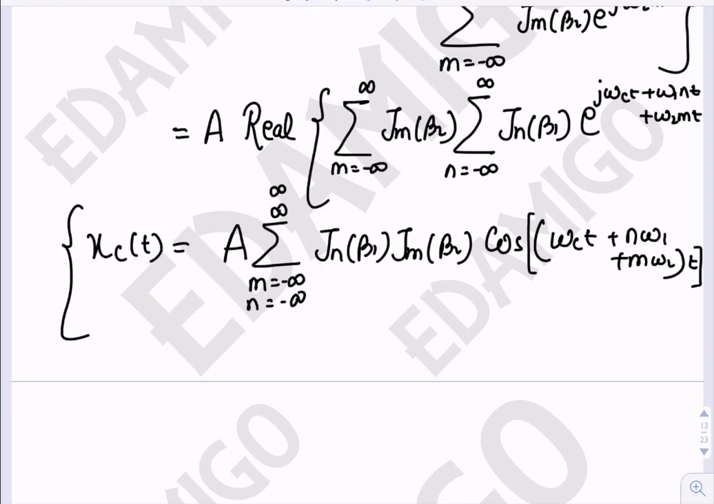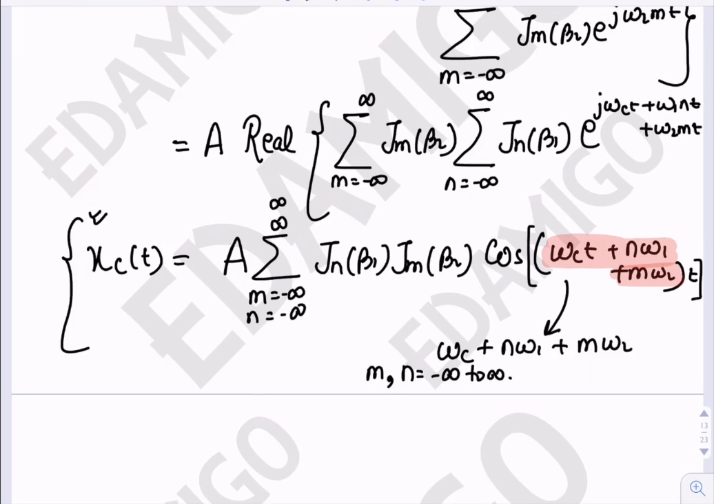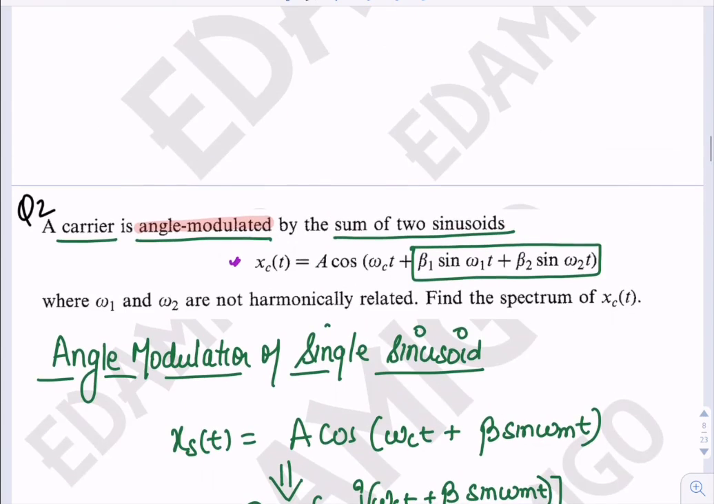So we can see that the frequency modulated signal has terms at frequencies omega_c + n omega_1 + m omega_2, where n and m both go from minus infinity to infinity. Okay, so like this we can easily get the spectrum of the frequency modulated signal, for single tone and double tone, as we have seen in the explanation and the solution. This kind of question GATE has not asked till now, but you can expect this question.